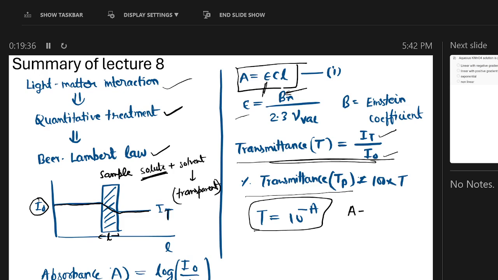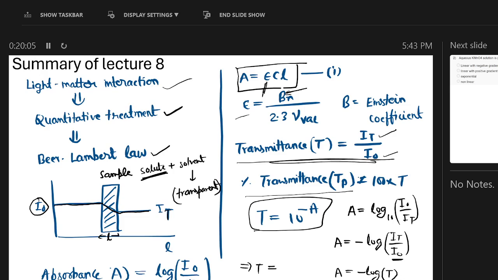See, absorbance is given by log base 10 of I0 by I T. So we can write minus log of I T by I0, and this is nothing but T. So it will be minus log of T. So what will be your T? 10 to the power minus A. We derived this kind of expression in that lecture.